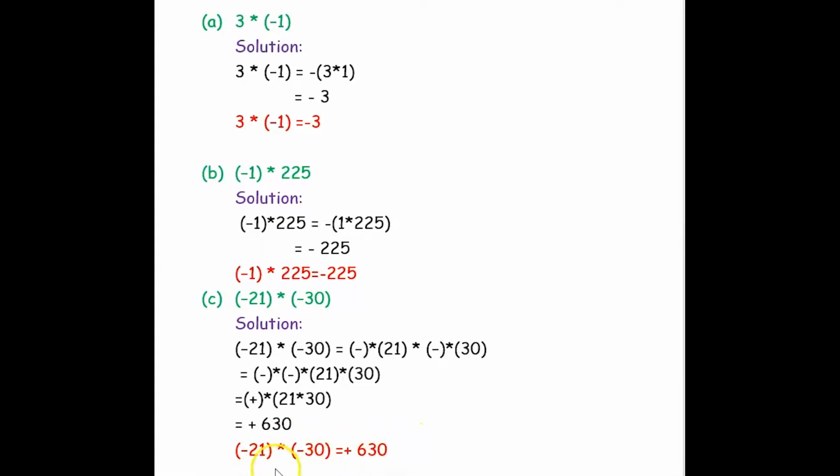So, we have already learned the property that if we are multiplying an even number of negative integers, then our sign will be positive and we can multiply the integers separately.